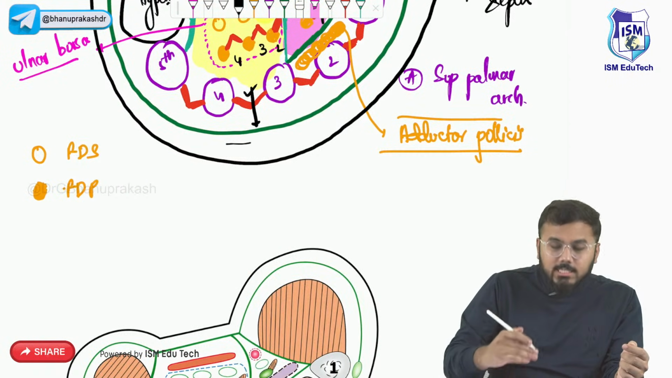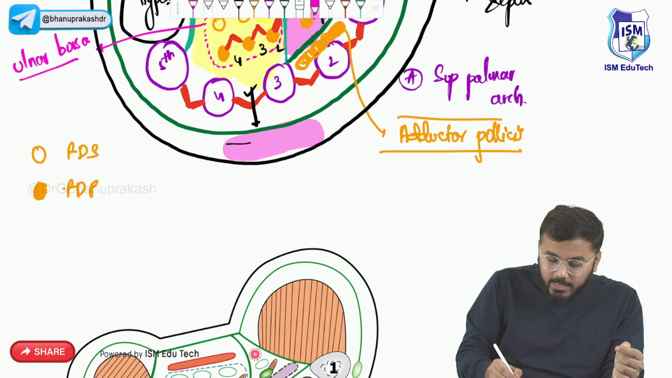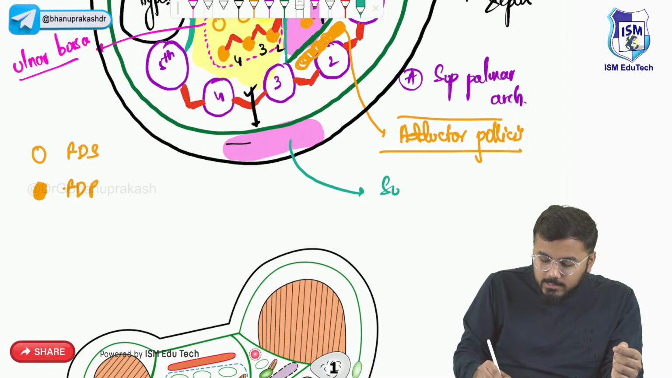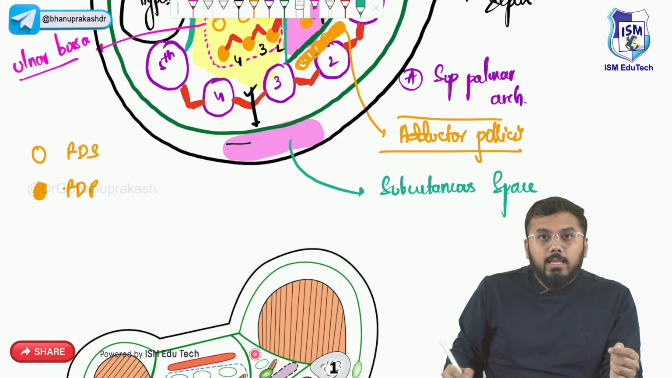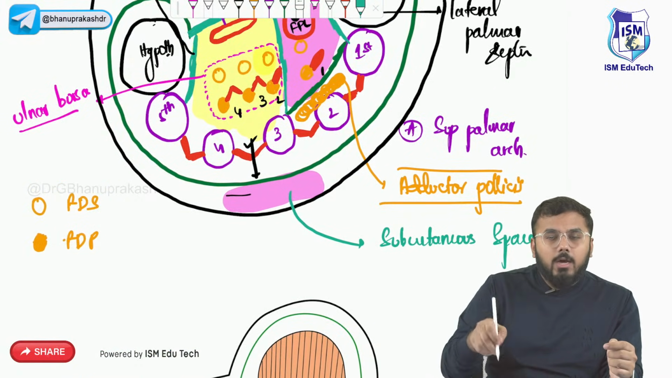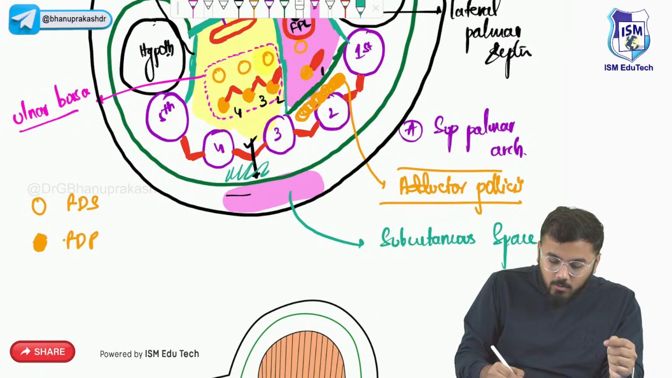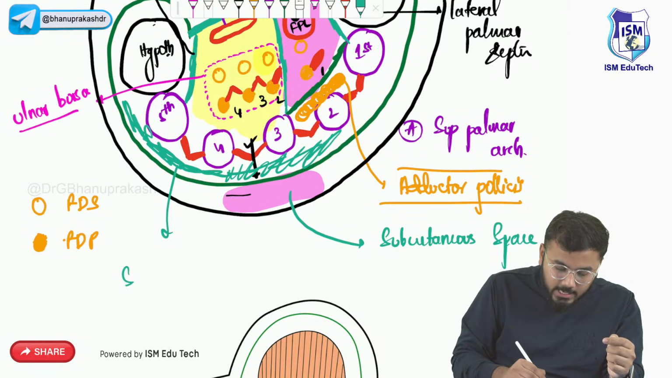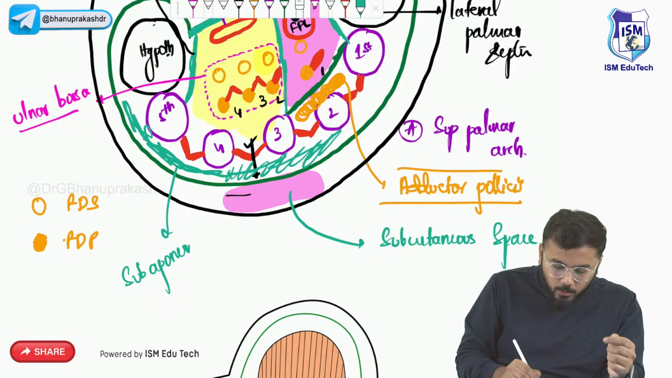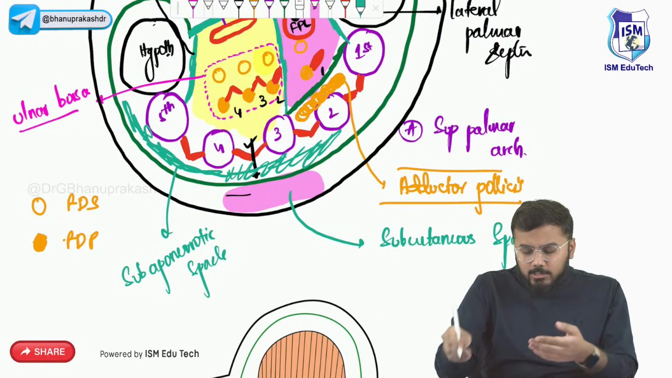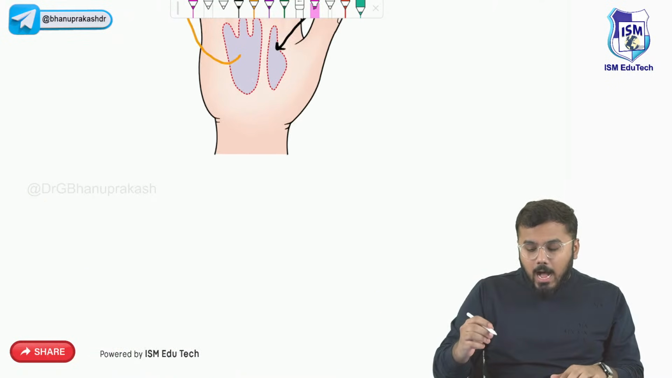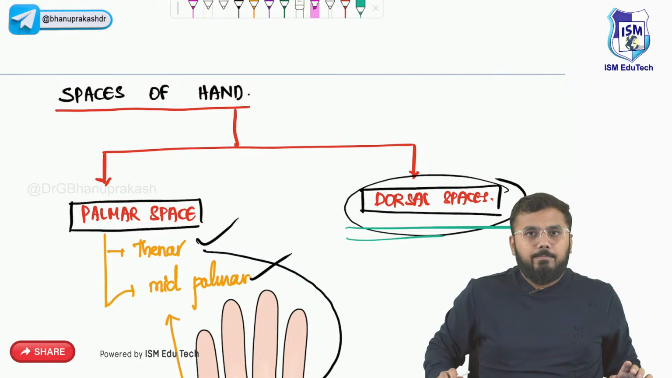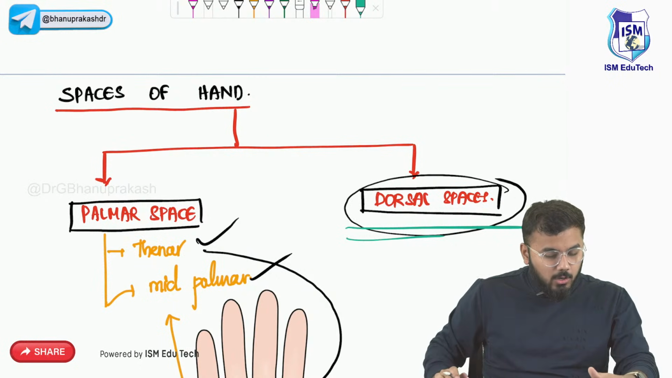Now, just beneath the skin, whatever area I have here, this is called as subcutaneous space. Next, after the skin, I have got fascia or aponeurosis, and beneath the aponeurosis, whatever space I have here, this is called as subaponeurotic space. So these two spaces are located on the dorsal side, right? So subcutaneous space and subaponeurotic space are called as your dorsal spaces. Clear?